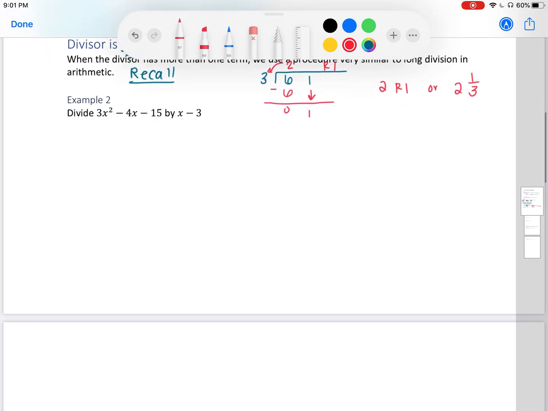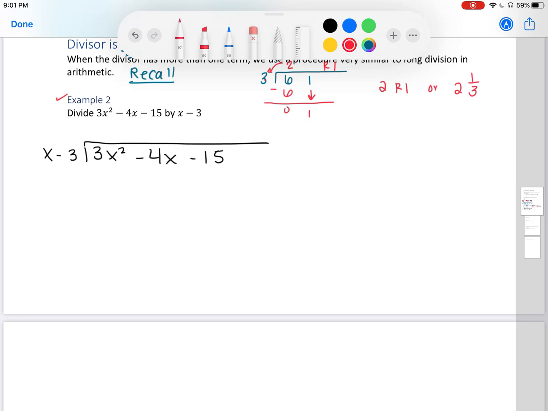So say we want to divide, in example 2, 3x squared minus 4x minus 15 by x minus 3. Okay, well, we follow the same procedure as long division. So let's go ahead and write x minus 3 on the outside. Now on the inside, we're going to write 3x squared minus 4x minus 15.